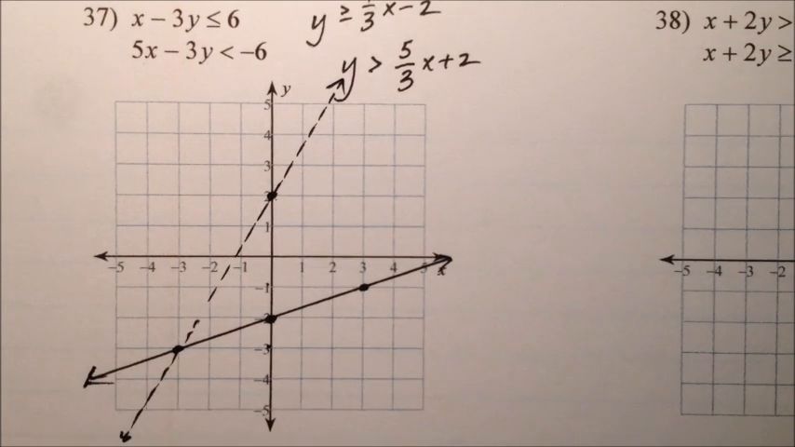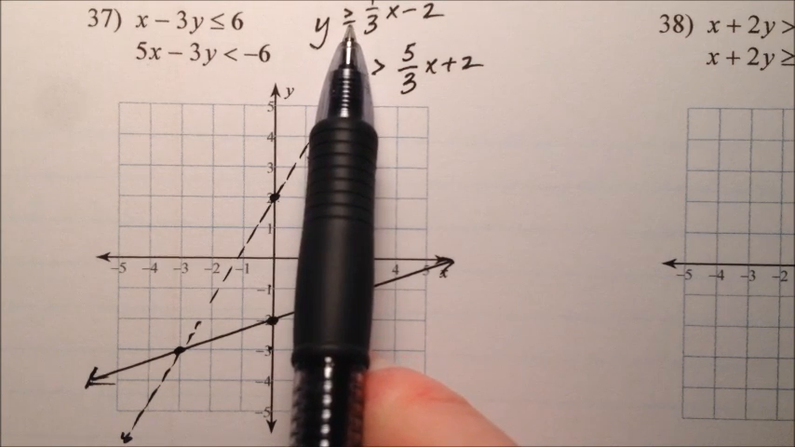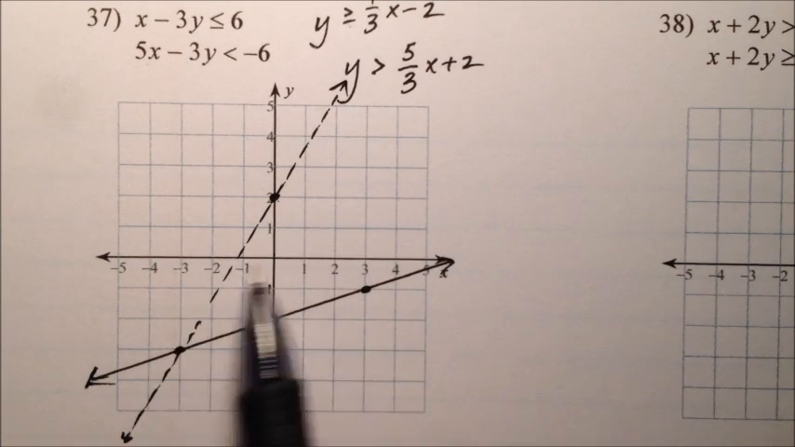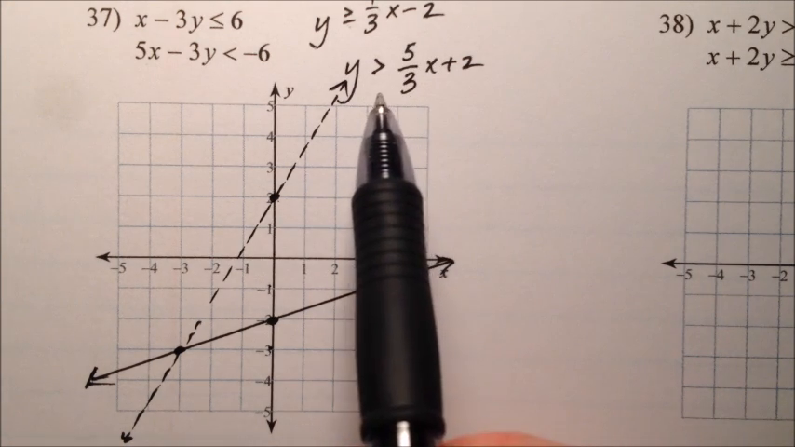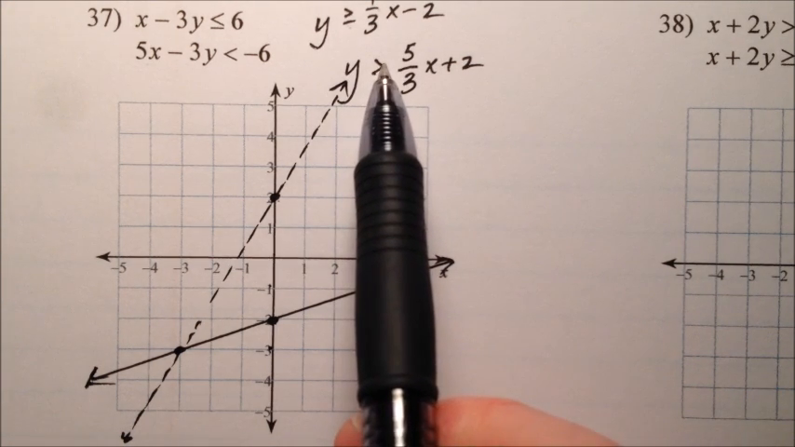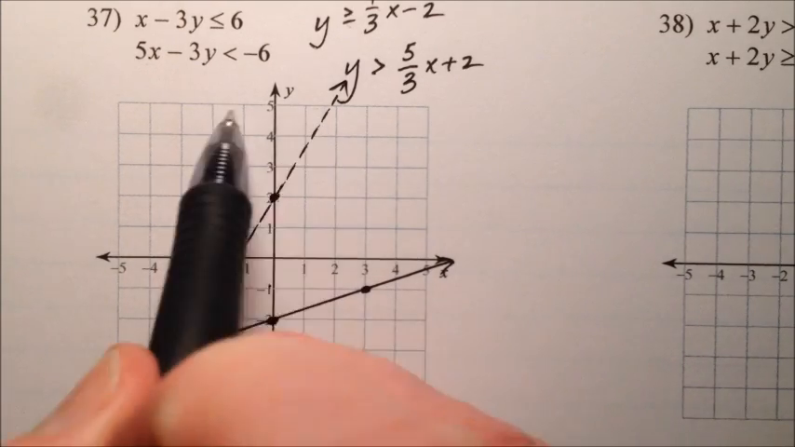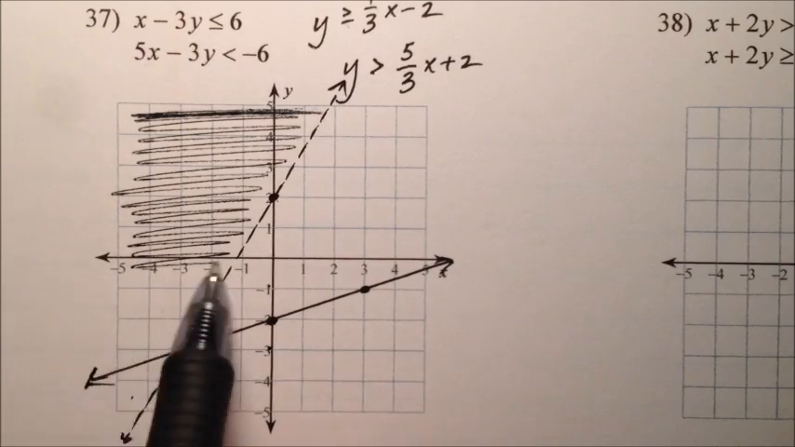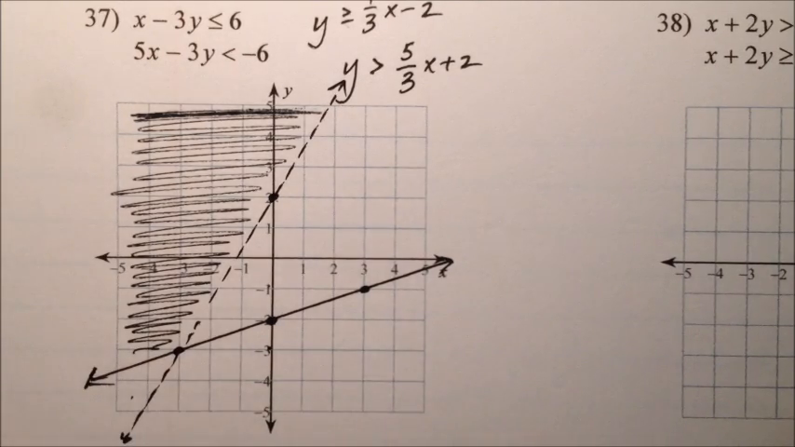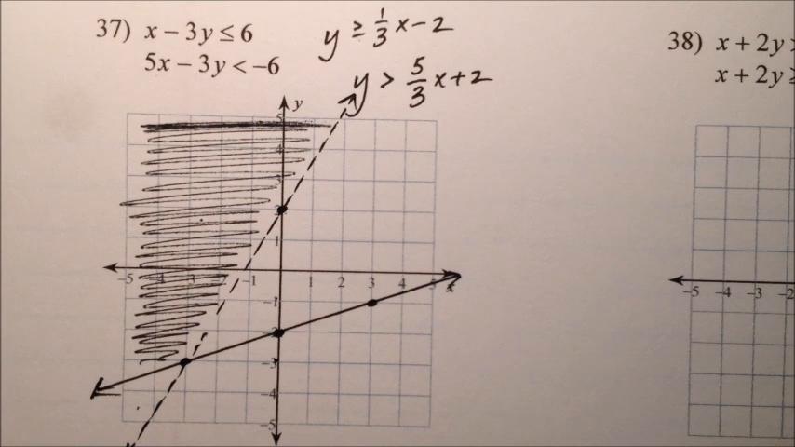Let's see. So, as far as the solid line is concerned, it's going to be above the solid line because it's greater than. So it's going to be this region or this region. And we also see that it's going to be above the dashed line, so it's going to be this region or this region. And then we see that this one got duplicated, so that is going to be the region that we care about. So for number 37, this right here is the solution region.